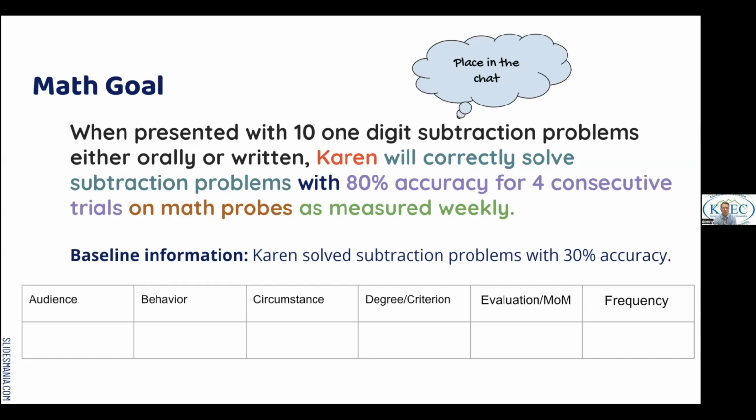So Karen is going to be your audience. Your behavior is going to be, will correctly solve subtraction problems. Your circumstance, when presented with 10 one-digit subtraction problems, either orally or written, that's going to be your circumstance. And then with 80% accuracy on 4 consecutive trials is going to be your degree criterion, and math probes is going to be your method of measurement, and we're going to do it weekly.